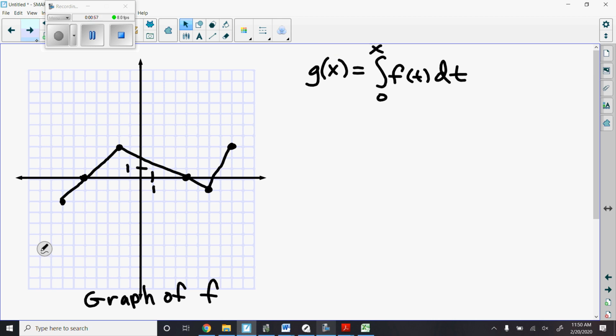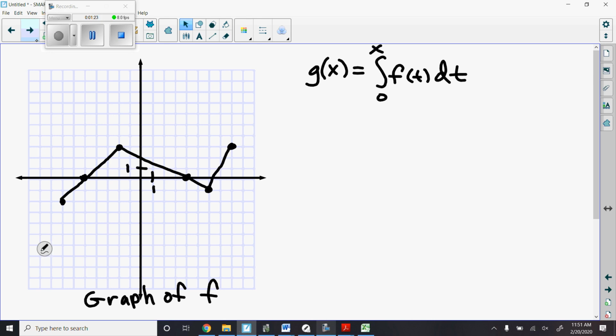I want you to take a look at this screen here, and what I want you to do is copy down this graph into your notes. Title it graph of f. Then write that equation, g of x equals the integral from 0 to x of f of t dt. Go ahead and pause the video right there and get this copied down. Try to be as accurate as you can on that graph.